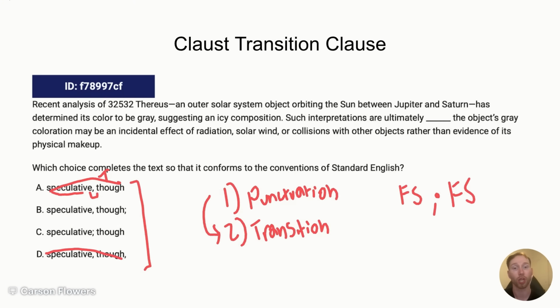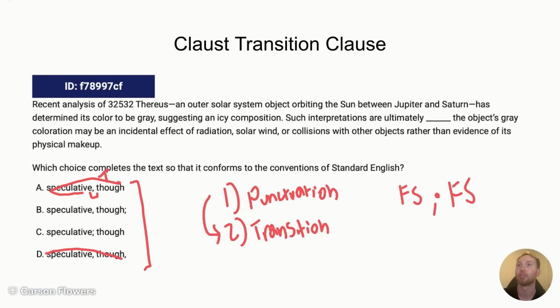Whichever clause has the transition, that is meant to indicate that that clause disagrees with the clause that came before it. So I want to look at the clauses before and after the punctuation, and ask myself, do they agree with each other? Do they expand upon the same topic? Or do they disagree with each other and offer conflicting views?